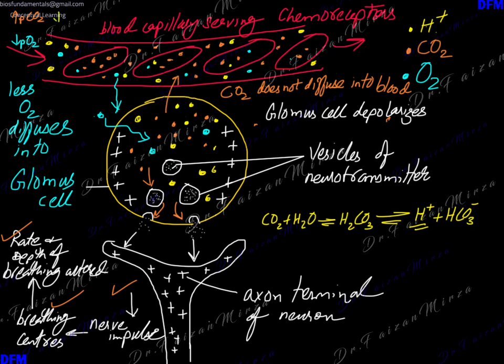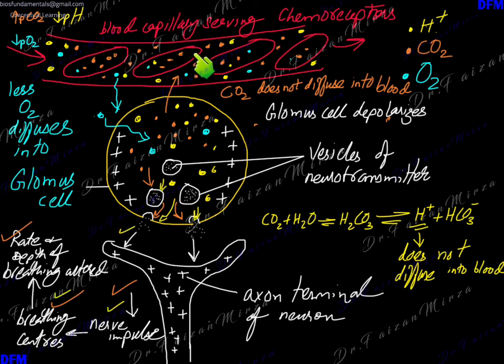But if the blood is already having a lot of H plus, which means there is a low pH, a lot of H plus in blood, then the glomus cell will be unable to clear off its own H plus concentration. The H plus will stay here, accumulated. When the H plus is staying here, the cell depolarizes, it pushes its neurotransmitter vesicles, and exocytosis allows the vesicles to release the neurotransmitter into the synapse. The axon terminal gets stimulated, the nerve impulses are sent to the breathing center, and then the rate and depth of breathing is altered. That's it from my side.